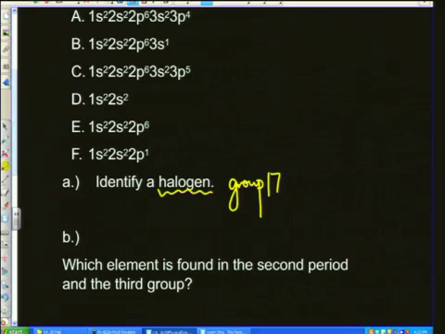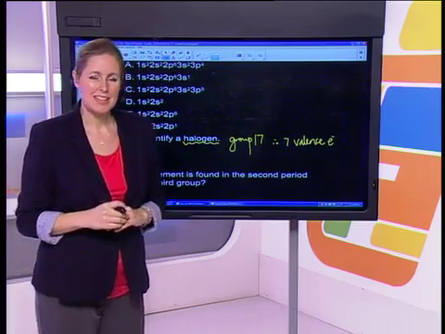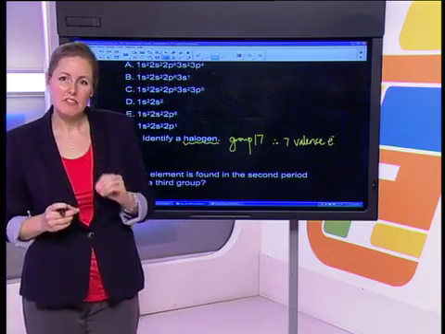17 or group 7, depending on which way you're considering it. It would have, therefore, 7 valence electrons. Which means what? Because 17, remember we said 17 minus the 10 transition elements. So group 7 or group 17 will have 7 valence electrons.